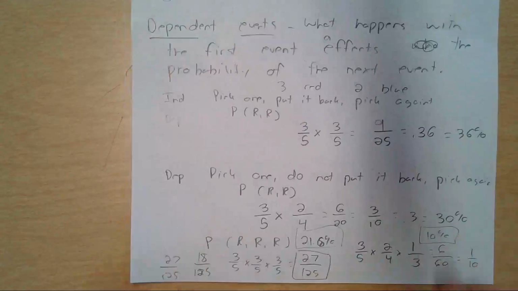Again, the main key is trying to keep track of what type of event is going on here. Really, the key thing you'll be looking for is if you do not replace something, whatever that may be, a tile, a marble, something like that. If you do not replace it, then you're talking about a dependent event. But if you replace it, or if the things have absolutely nothing to do with each other, such as flipping a coin and rolling a dice, well, that's independent. One has nothing to do with the other at all. The probability of those two events doesn't change. Doesn't matter which one I do first.